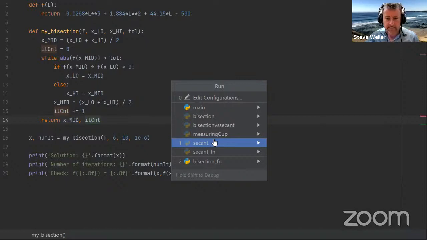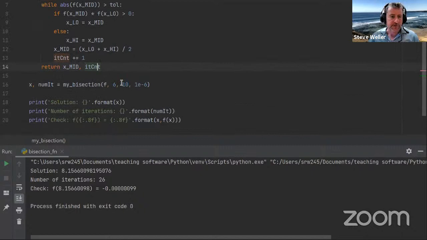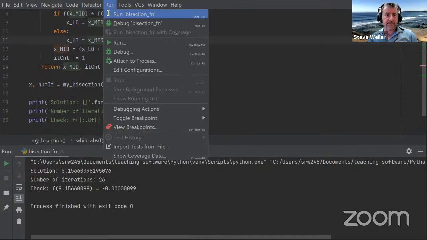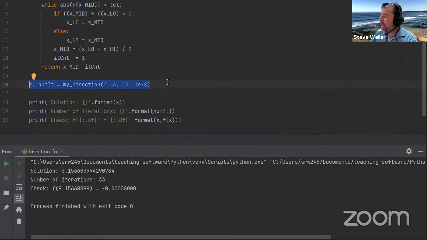Run, what's it called? Bisection function. Exactly the same results as before, no surprise. Why? Because we passed in the same initial values and the same tolerance. Let's run the code again, this time changing the tolerance to 10 to the minus 8. It takes 33 iterations now. Line 16 is the only line of code we need to modify to experiment with the bisection method.